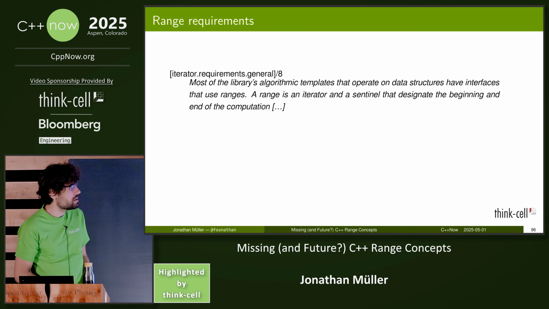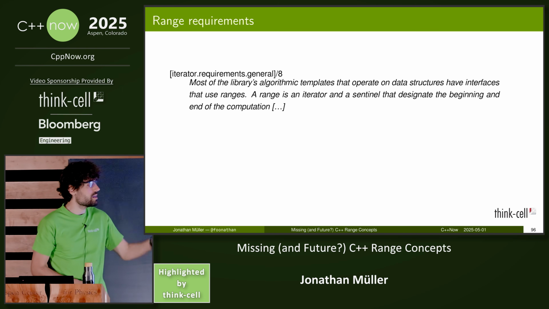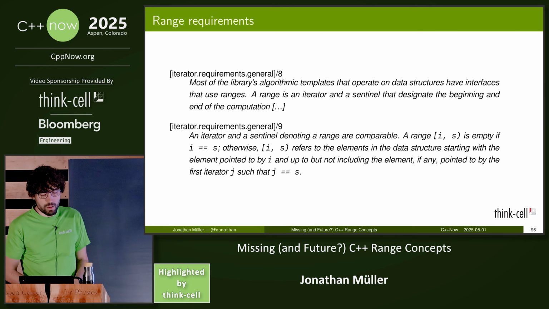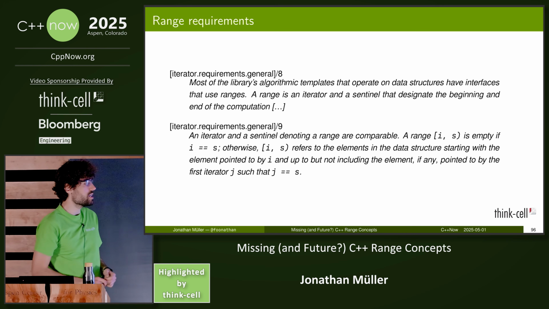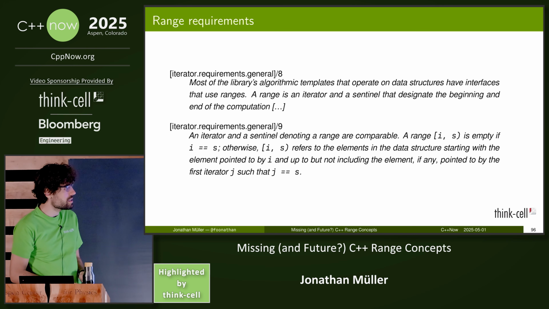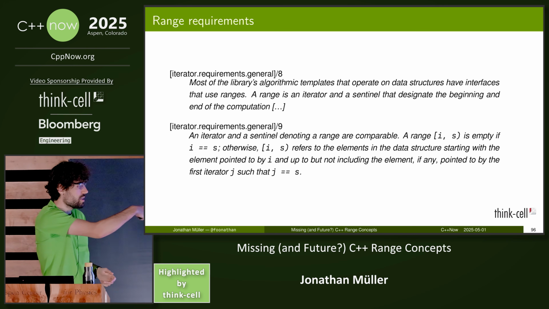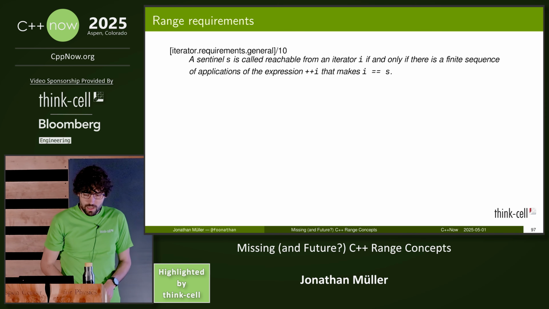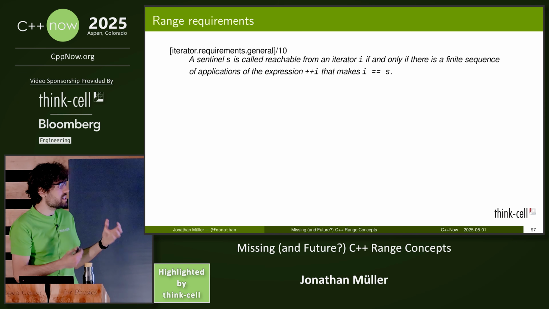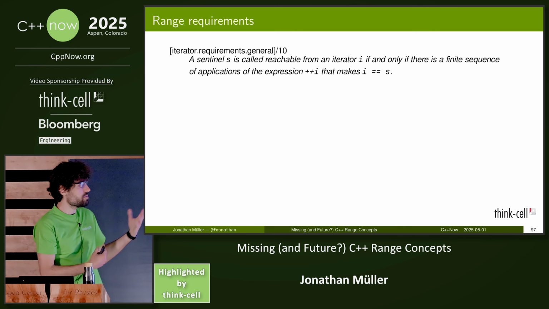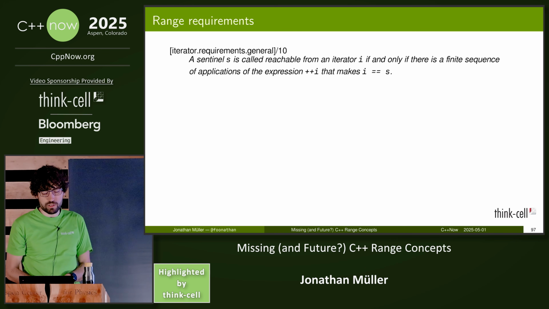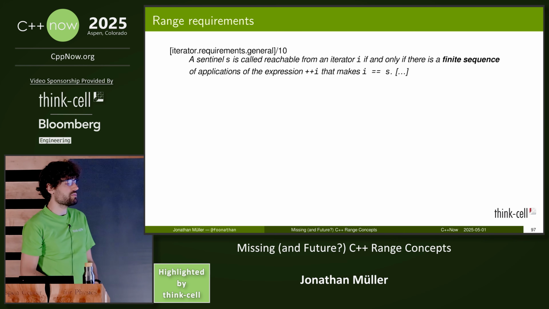If you look at the standard, it defines ranges as an iterator and a sentinel that designate the beginning and end. We denote that using interval notation, where we've got an iterator I and a sentinel S. Essentially we can keep incrementing I until we reach S. If this happens, we say that a sentinel is reachable. So a sentinel S is reachable if we do plus plus on I a finite amount of times, and then I is equal to S.